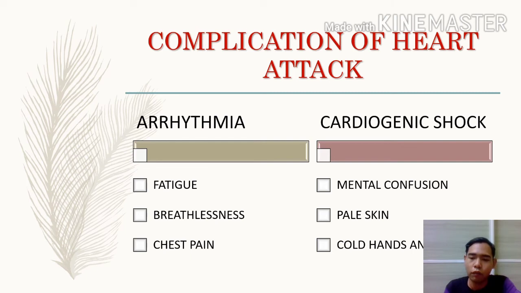These are a few symptoms that happen if a person has arrhythmia: fatigue, breathlessness, and chest pain. Secondly is cardiogenic shock. Cardiogenic shock is when the heart muscle has been damaged so that the heart can no longer supply enough blood to maintain many functions of the body. The symptoms of cardiogenic shock are mental confusion, pale skin, and cool hands and feet.